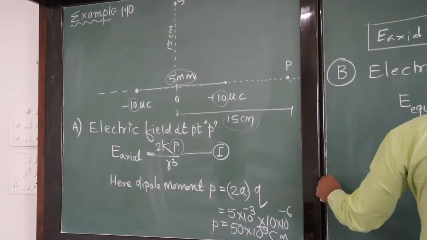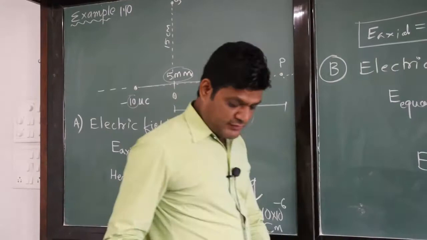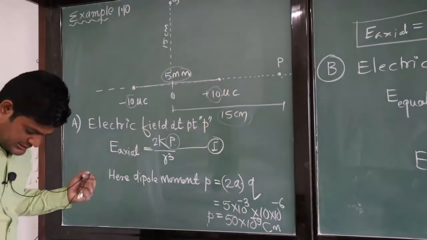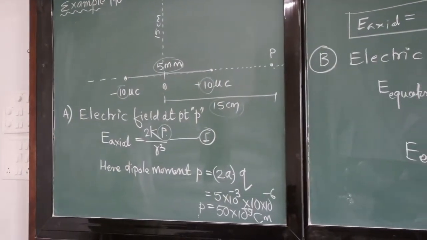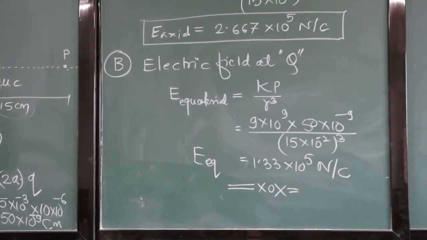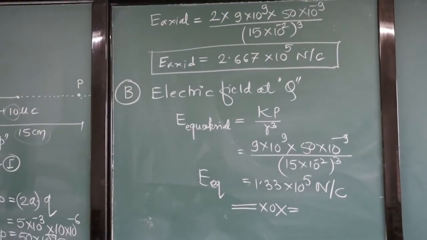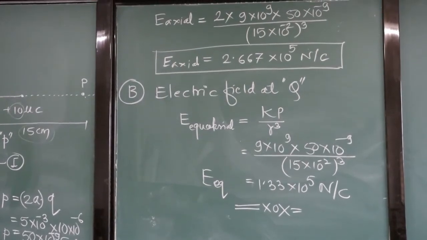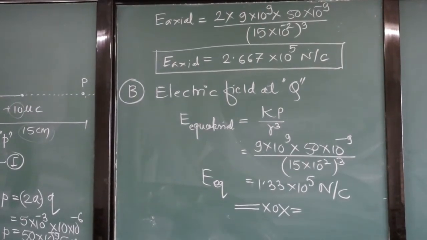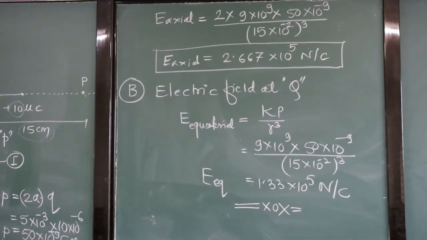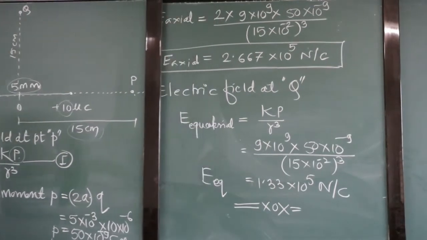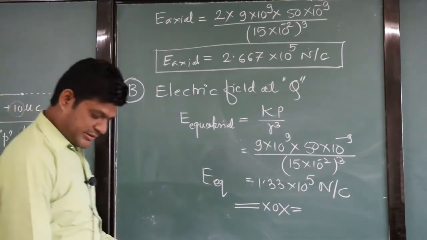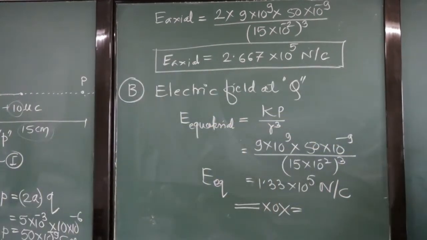You just take the screenshot of this numerical and we will start the next numerical. Example number 1.11 after this. Okay students, by removing this, we are going to start example number 1.11. I am erasing the board.